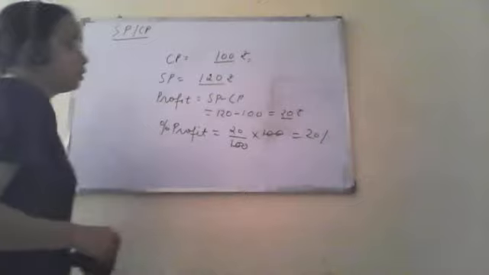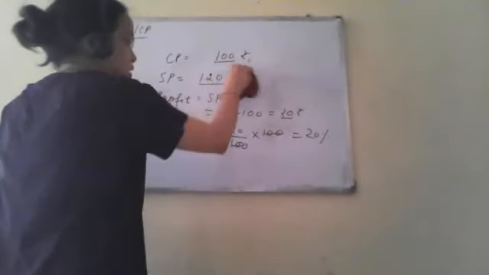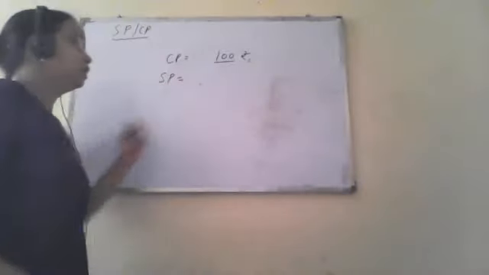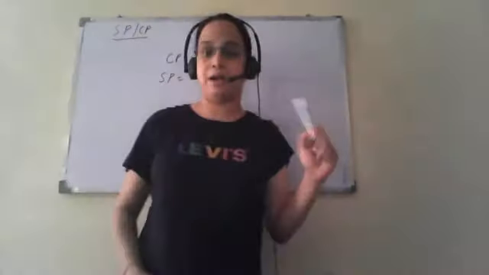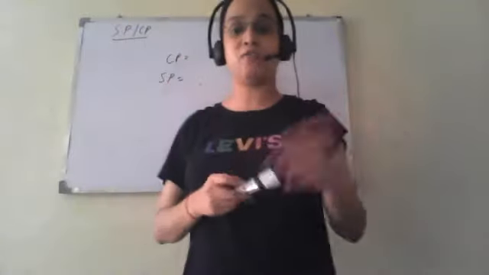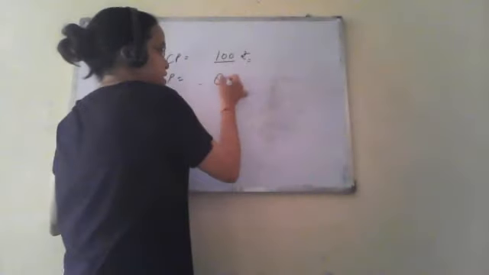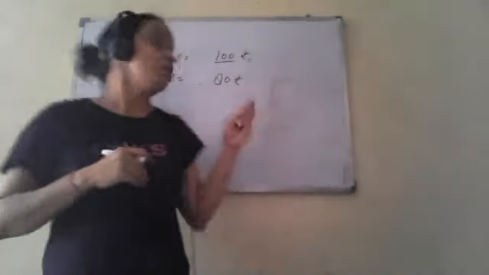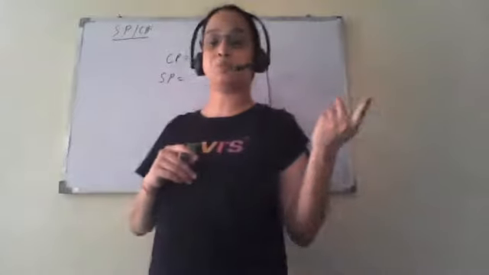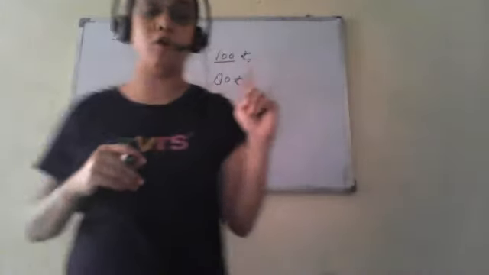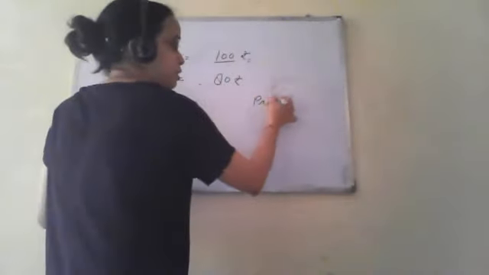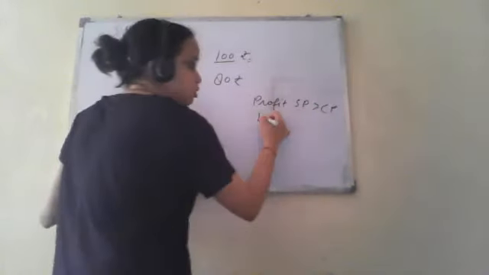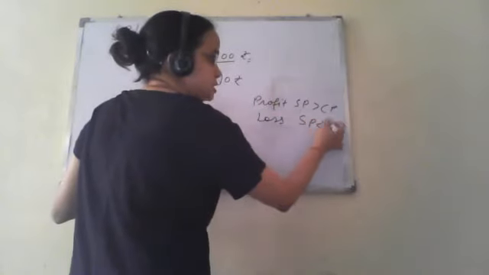Similarly, if I have to calculate the loss, what would happen? That article costs me rupees 100, but due to certain reasons I have to sell it for rupees 80. Now I am in loss. In the previous situation I was in profit. In this situation, where the selling price is less than the cost price, it is a condition of loss. So in profit, selling price is always greater than cost price. In case of loss, selling price is less than cost price.